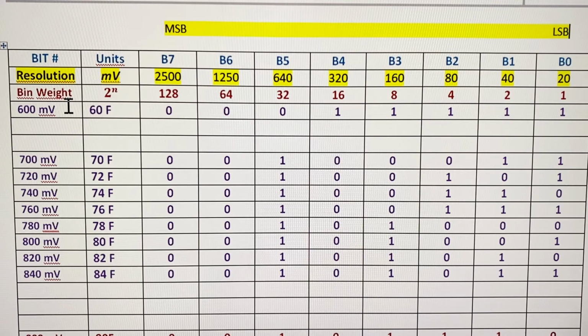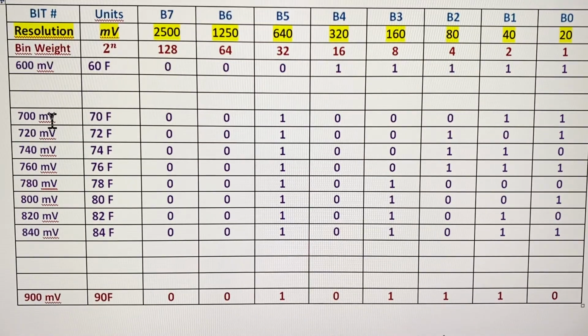So to represent 60 Fahrenheit degrees, which is 600 millivolts, we have to get the sum of these bits equal or approximately equal to 600. So right here we have 320 plus 80 is 400, 560 plus this amount, I'll get 600 millivolts. Okay, to get 700 millivolts, I represent 70 Fahrenheit, so I have 640 plus 60 is 700, you see?